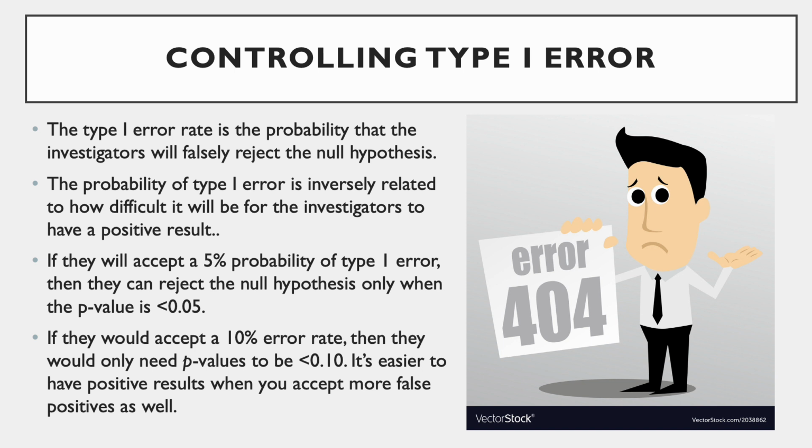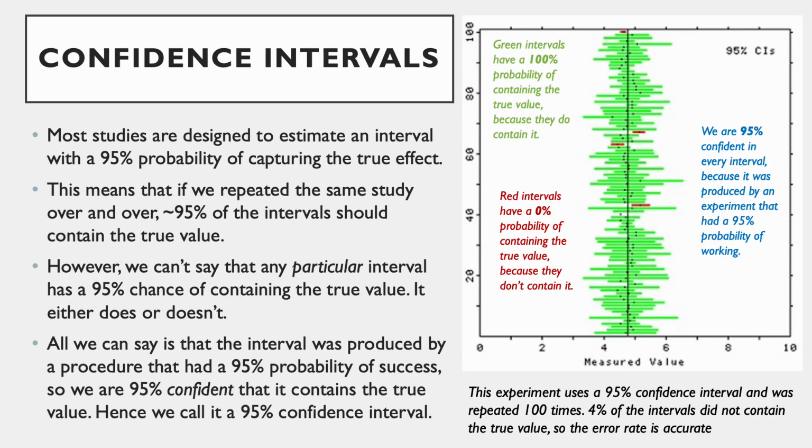If they are going to accept a 5% probability of type 1 error, then they can reject the null hypothesis only when the p-value is less than 0.05. But if they would accept a slightly higher false positive rate, like 10%, then they would only need to have p-values less than 0.1 in order to reject the null hypothesis. So this makes it easier for them to have a positive study, but it also makes it easier for that positive study to be falsely positive.